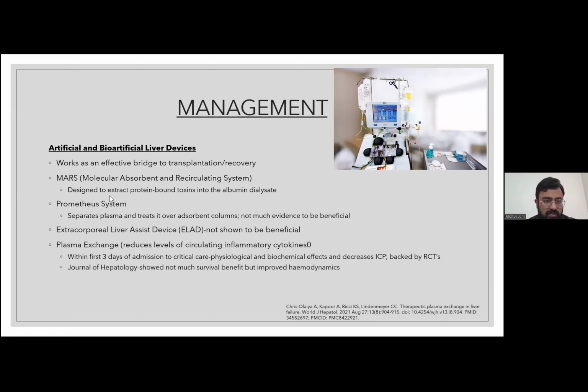Also, obviously, with the high inflammatory cytokine response, it is quite nice to reduce those levels using PLEX. And then also with the background of autoimmune and Wilson's disease, PLEX can be a nice treatment modality to use in these patients in the acute setting.